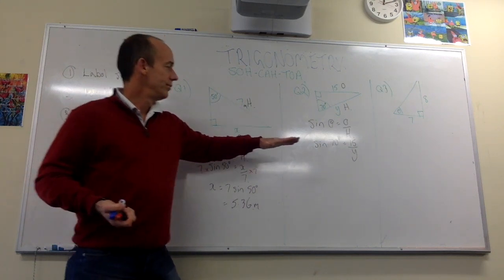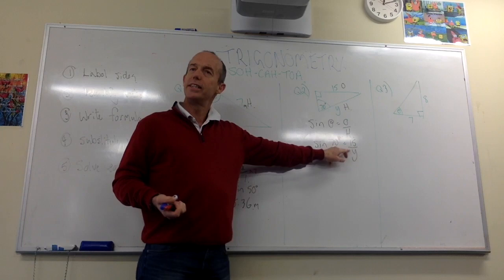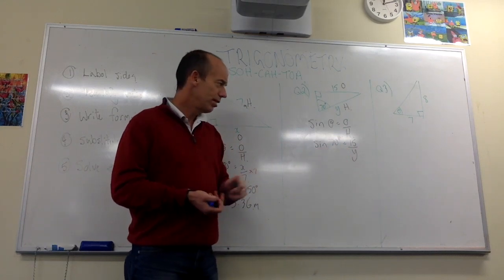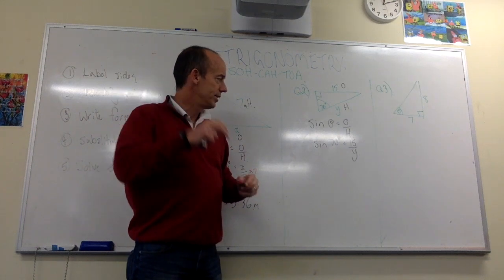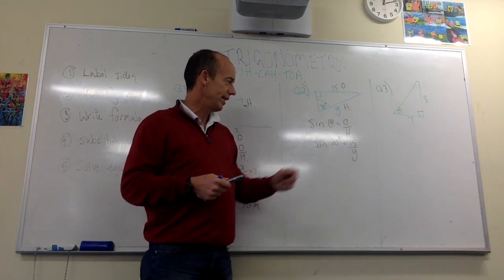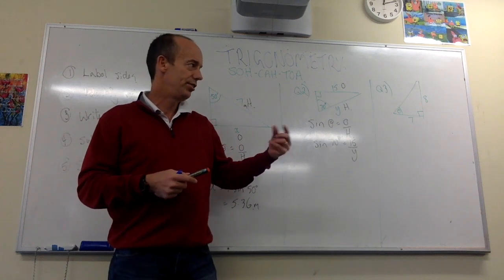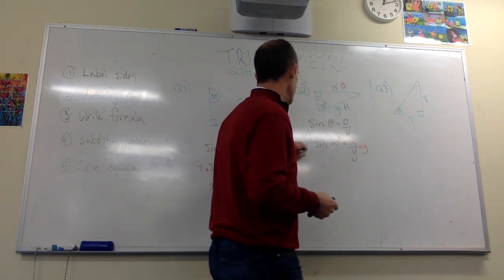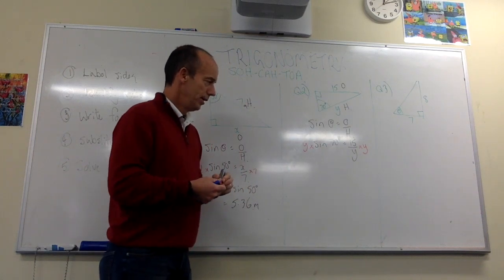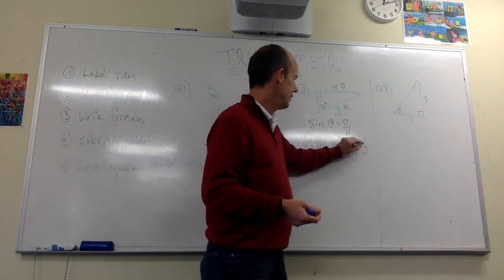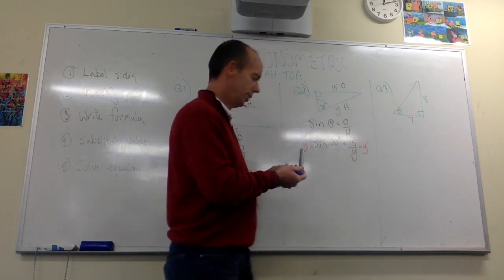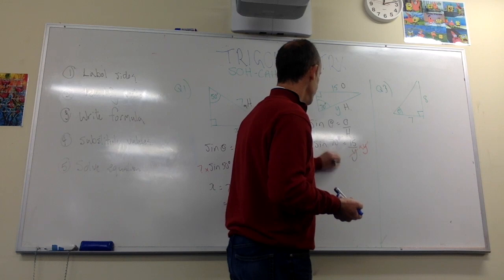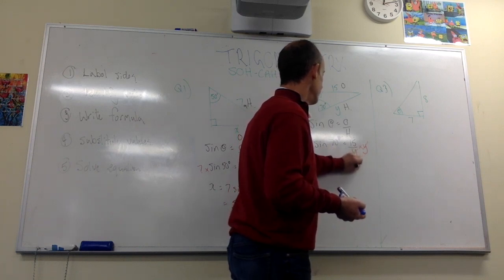Now, here the thing that we're trying to find is in the denominator. So, some algebra around that. It's difficult for me to solve that if the unknown's in the denominator. So my first step here is to times both sides by y. And when I do that, this y is going to cancel with this y. So I'm going to be left with y times sine 70 degrees is equal to 15.